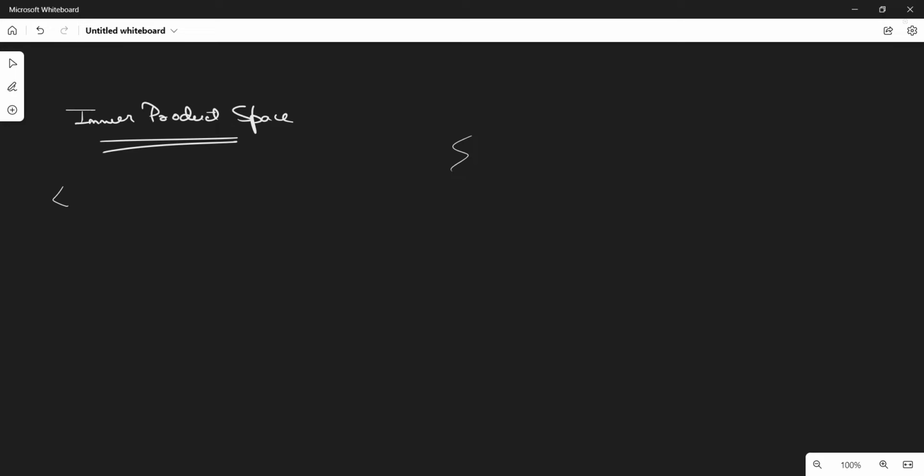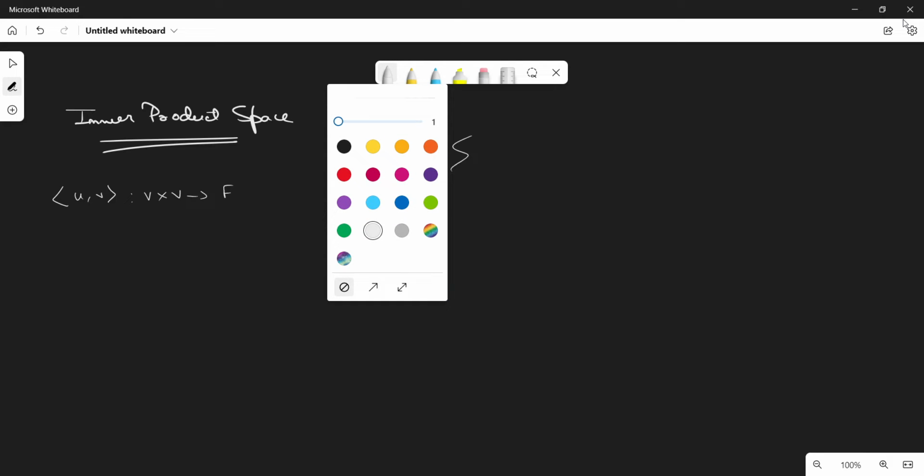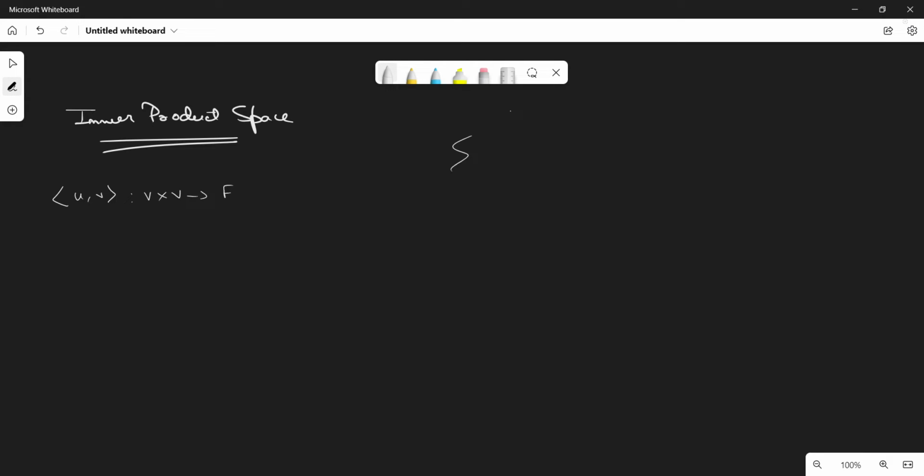So inner product is basically a function from V cross V to the field. Clear? What I mean to say is that V is a vector space, a vector space over field F.